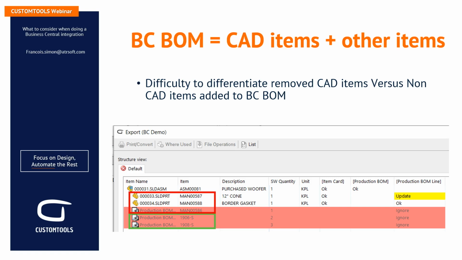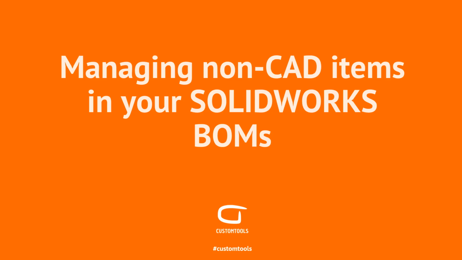As we discussed earlier, we have two options. Ignore the differences. In this case, the part removed in SOLIDWORKS would need to be manually deleted from the Business Central bill of material. Or then the second option is to delete the component. This option would remove the part from the Business Central bill of material automatically. However, any non-CAD item would need to be re-added to the Business Central BOM manually. So you see, the answer to what is the right solution is not that easy, because each choice you decide to make will have some impact on how the bill of material can be updated in Business Central.